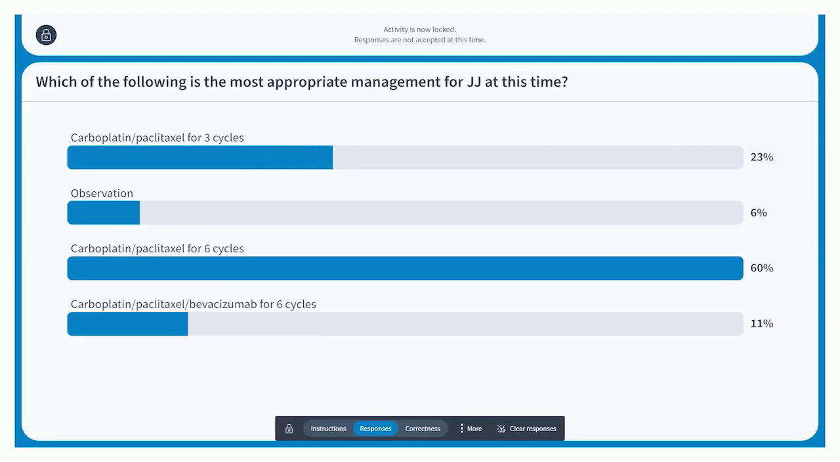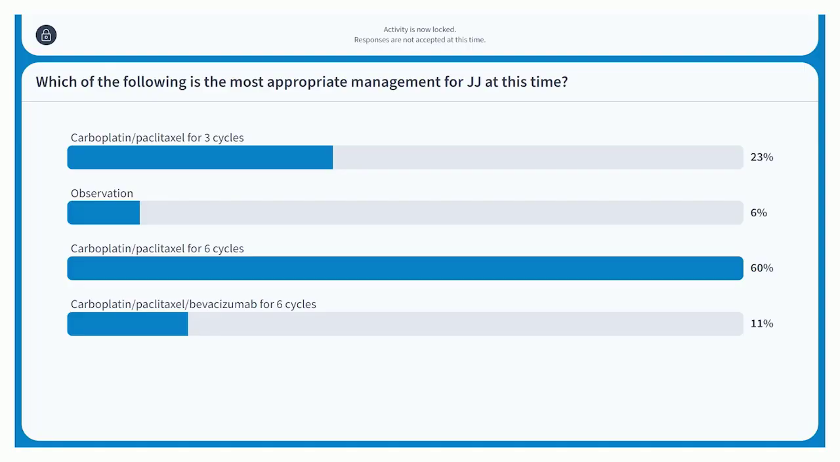All right, very good. So C is the correct answer, carboplatin and paclitaxel for 6 cycles. And the key here is really that the patient has a stage 1B, so we do want to treat her with some sort of chemotherapy. Therefore, observation wouldn't be an option. But again, she's stage 1B, so she's early stage, so doing something like carboplatin, paclitaxel with the addition of bevacizumab would not be indicated in this early stage.